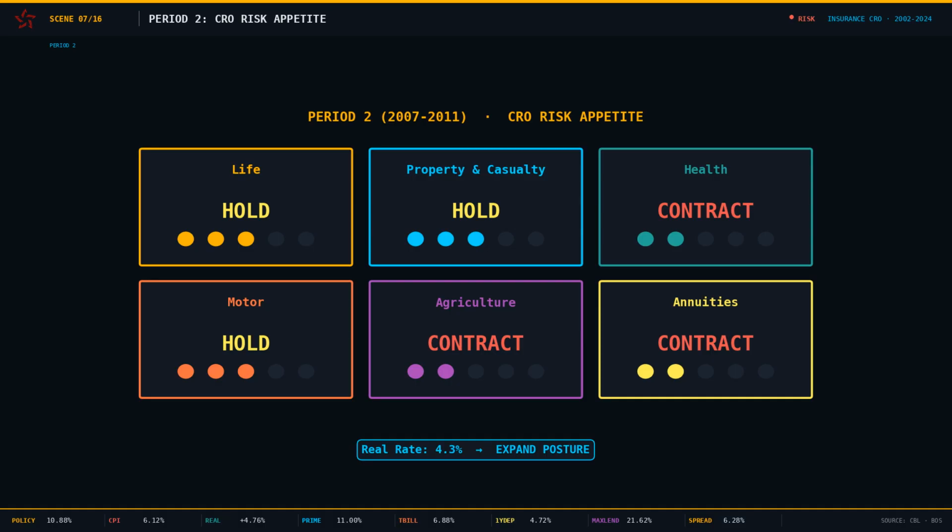With real rates compressing and inflation volatile, the CRO tightens. Life insurance, hold. Duration mismatch risk rises. Property and casualty, hold. Claims severity uncertain. Health, contract. Medical inflation outpaces general inflation. Motor, hold. Agriculture, contract. Drought and food price volatility spike. Annuities, contract. Guaranteed rates look rich against falling bond yields. Capital preservation dominates.